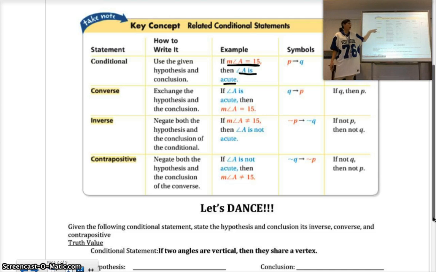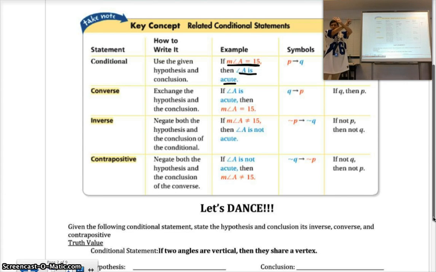Okay. The converse of that statement. I know this material is dry. Hang in there, please. The converse of this statement is taking the conclusion and putting it as the hypothesis and taking the hypothesis and making it the conclusion. So all I did was switch the two. If angle A is acute, then the measure of angle A equals 15. So all I did was flip them. I had my hypothesis and conclusion in the conditional statement and I flipped them. Does everybody see that?